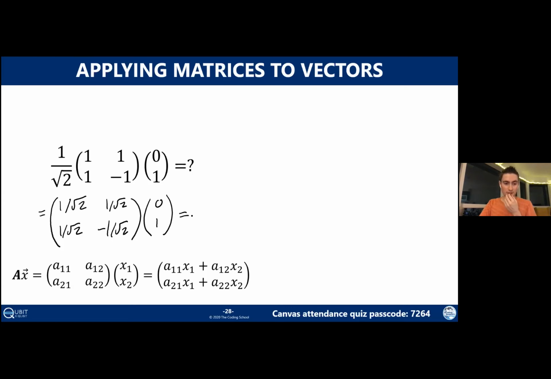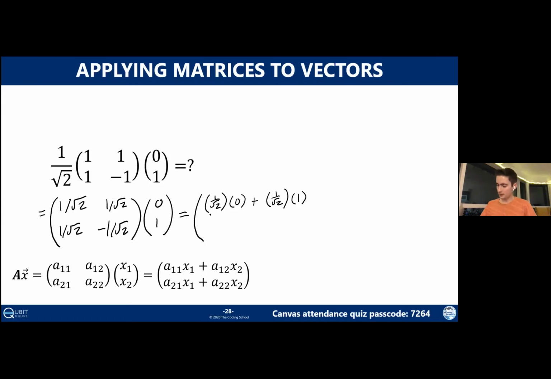And so for this kind of question, we use the exact same formula, the same formula that's in the bottom left of the screen here. So I will go ahead and fill out what this looks like. Again, starting off with the first row, we have A11, which is the first element of our matrix, 1 over root 2, times x1, which is just 0, plus A12, the top right. So we have 1 over root 2, times the second element of our vector, which is 1.